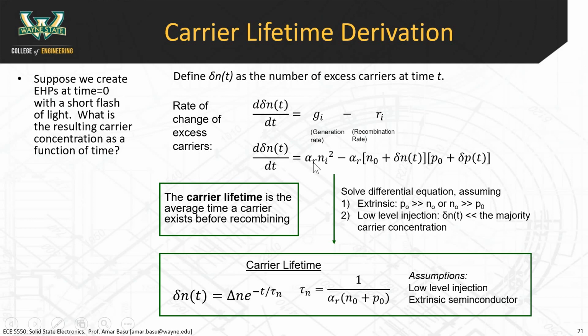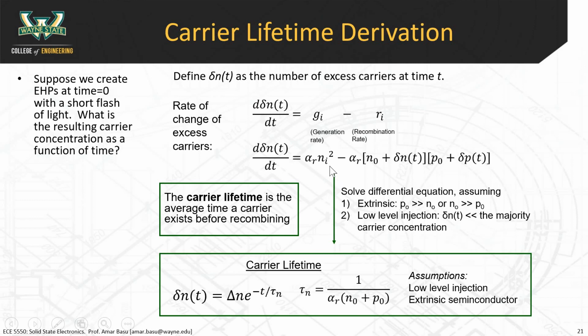So when you solve this differential equation, you don't need to know the derivation for the purposes of this class. Don't worry about that. But I just want to put in what the assumptions are. You solve it under the conditions where P0 is much greater than N0, or N0 is much greater than P0, so in essence, you assume that you have a doped semiconductor. The second assumption is low-level injection, which is that the excess carrier concentration, sigma n, is much less than the majority. So you're not changing the electron or hole concentration by a significant amount, only by less than 10% or so.